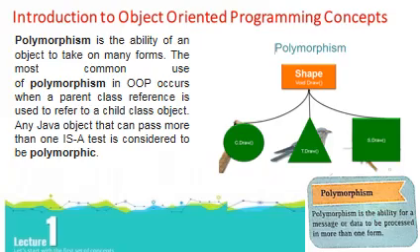Now here in the figure you can see I've just drawn a shape. So the shape can be a circle, a triangle, a square, a rectangle, or any polygon. So depending upon the shape, we have different shapes, but I have used the word shape only. So that is an example of polymorphism. So this is all about the concepts of object oriented programming.